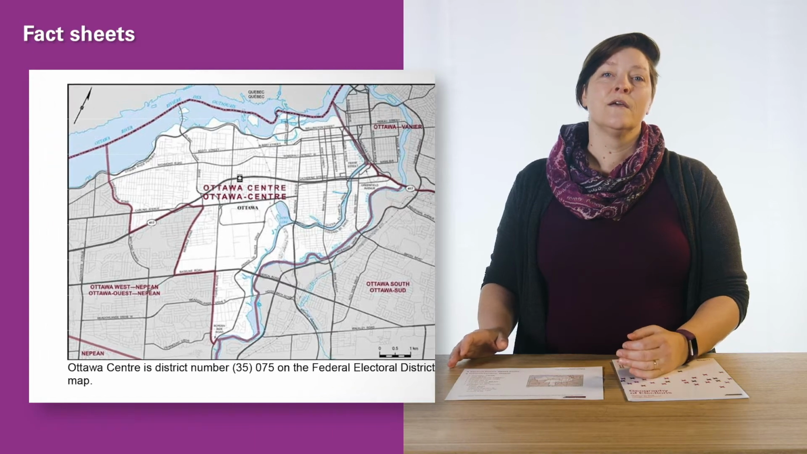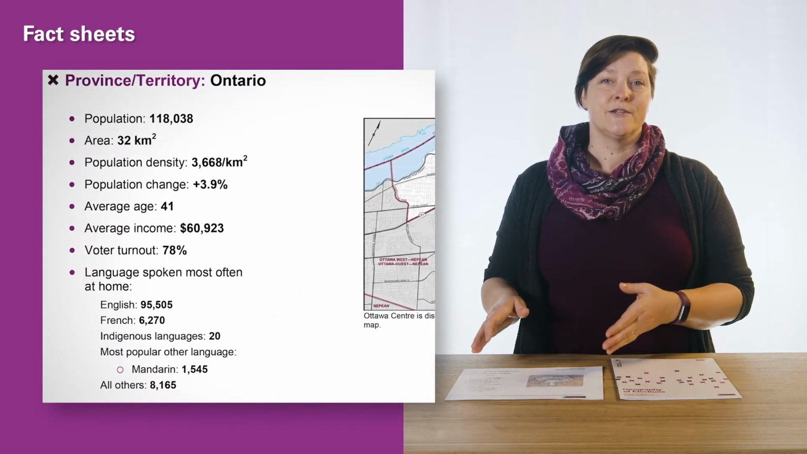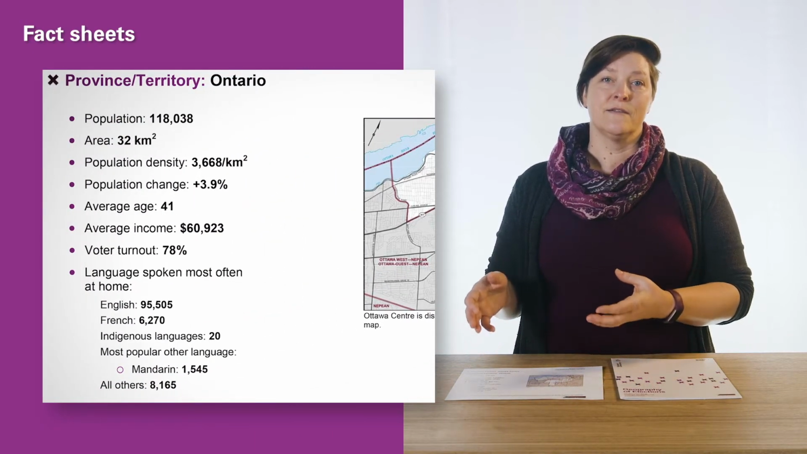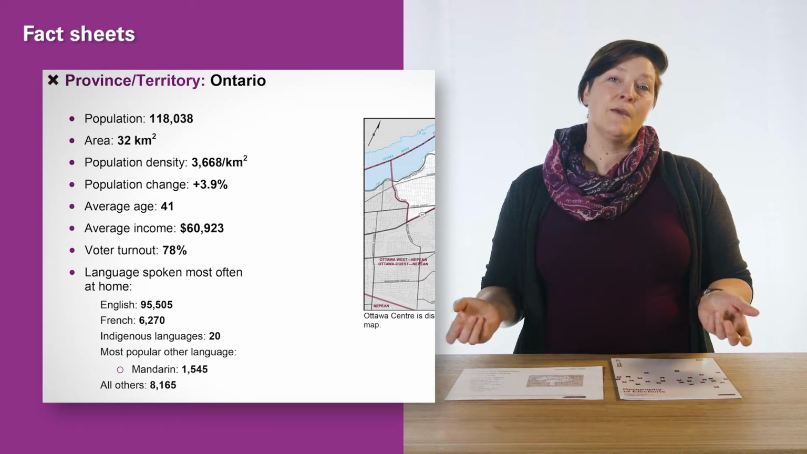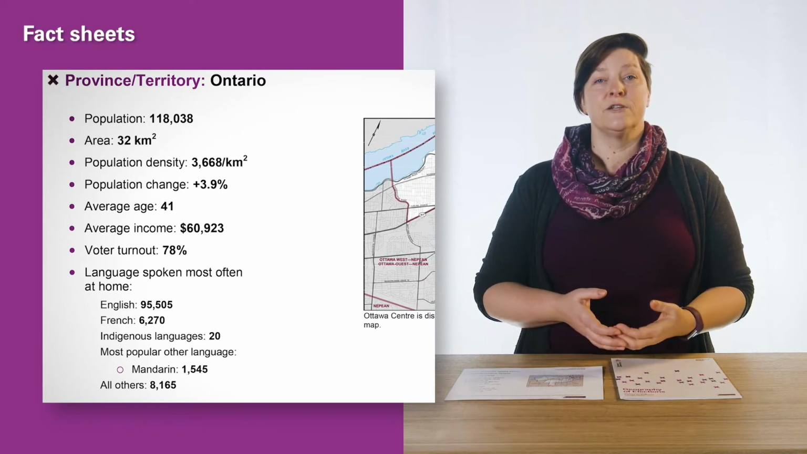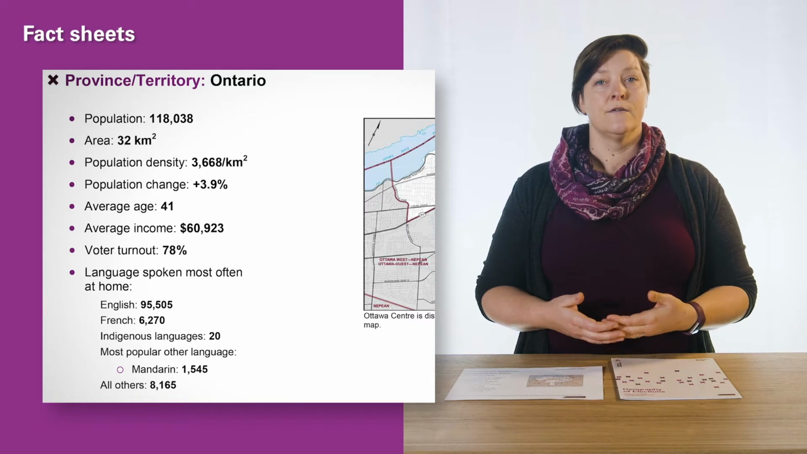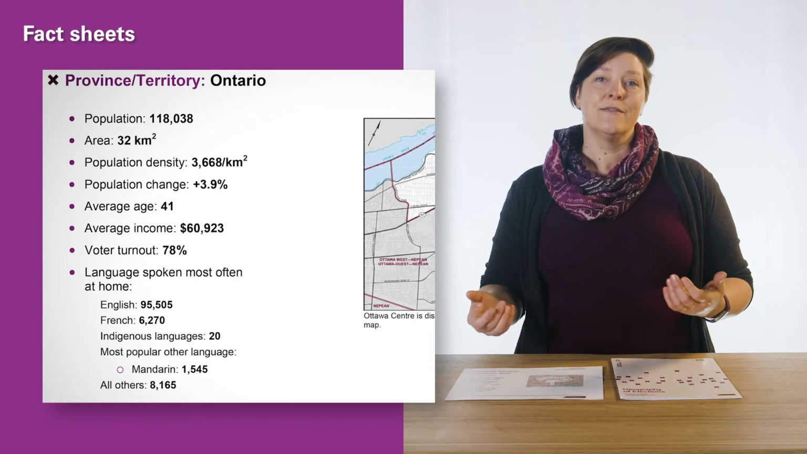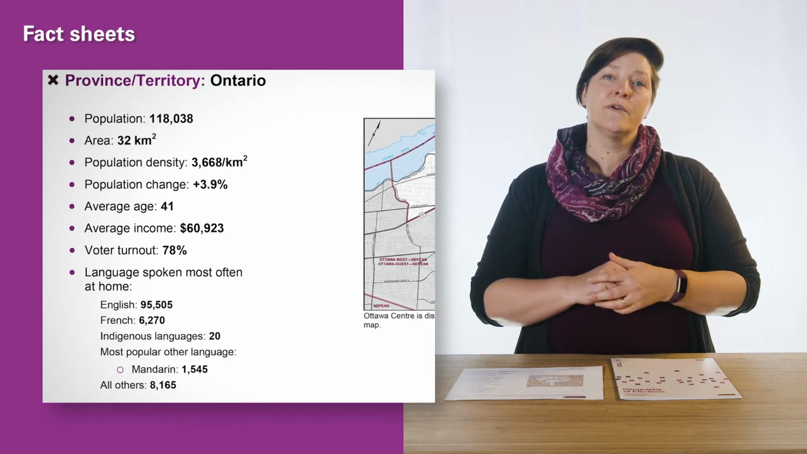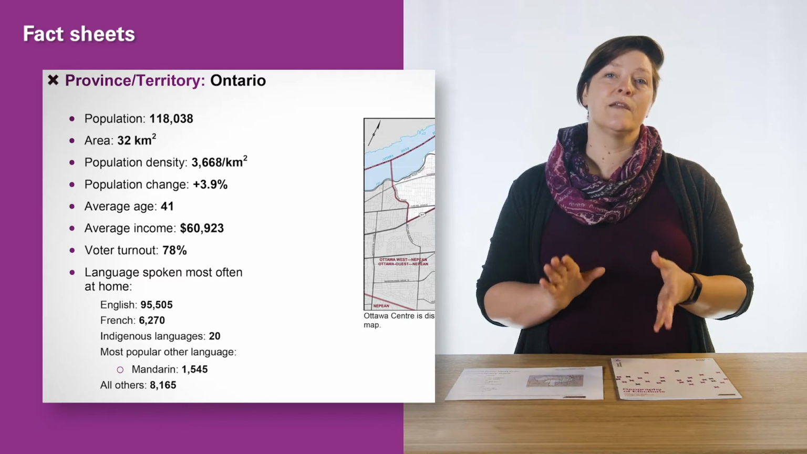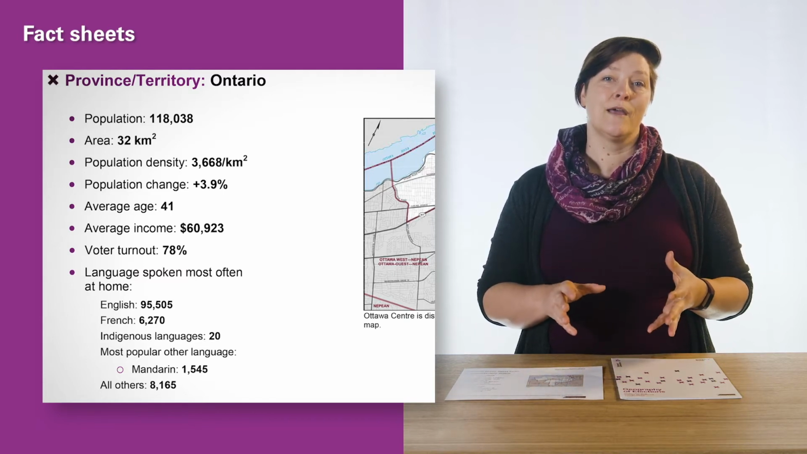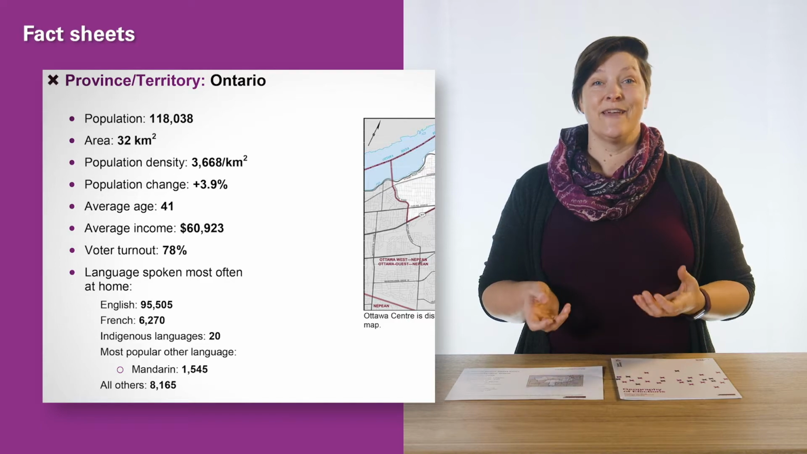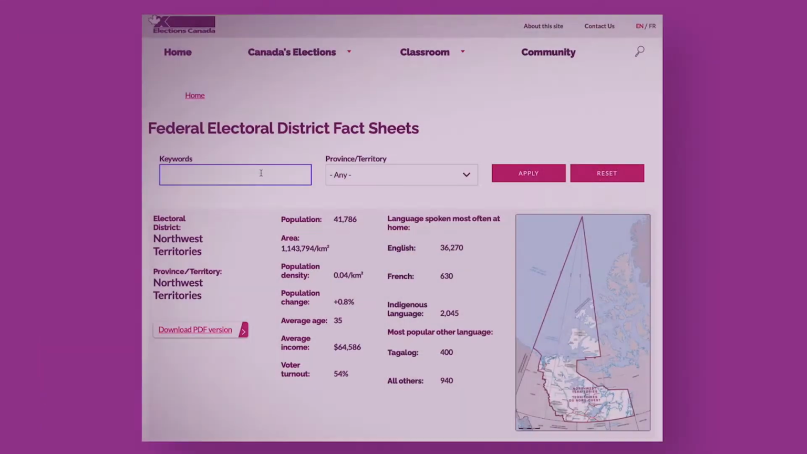The fact sheet also contains information from Statistics Canada about the residents of the riding. They can see how many people live in the area, whether the population is growing or shrinking, young or aging, and the average income. We also included language information so that students can get a sense of the people who live in their own riding. After all, they're really trying to understand their electoral community.